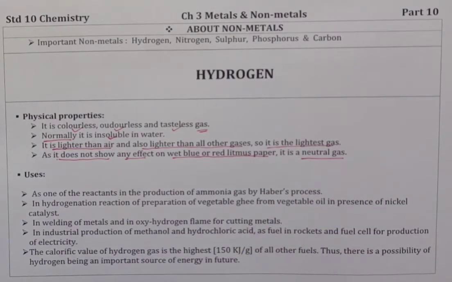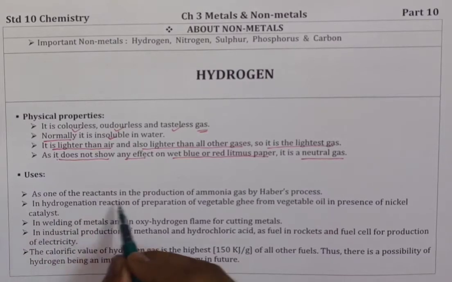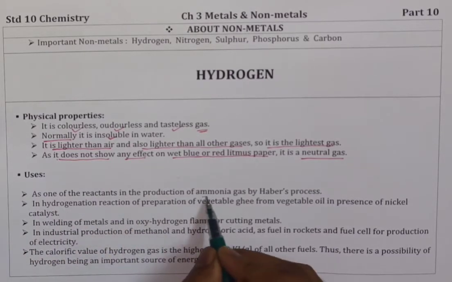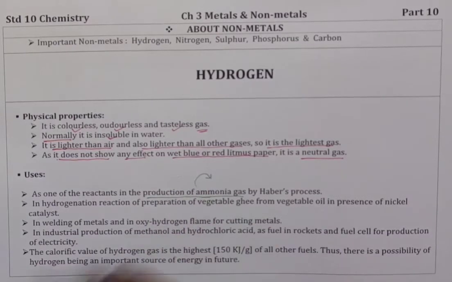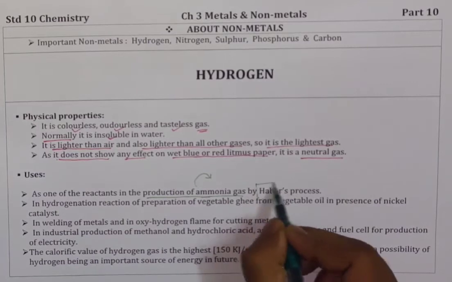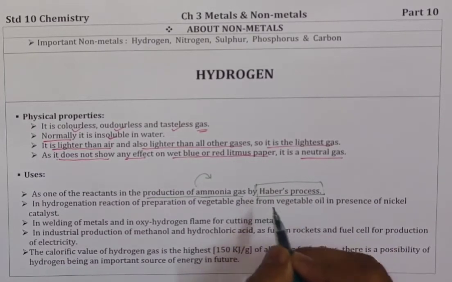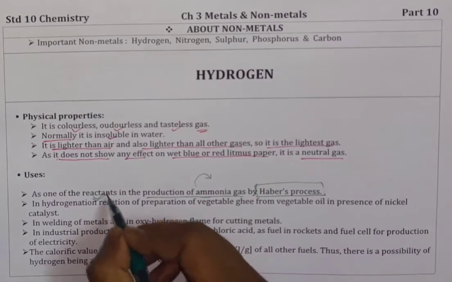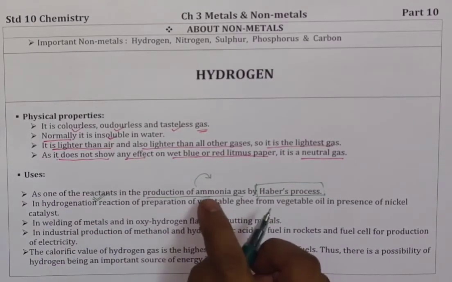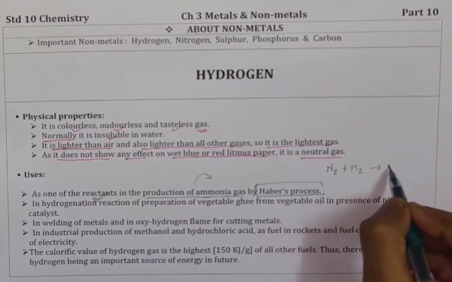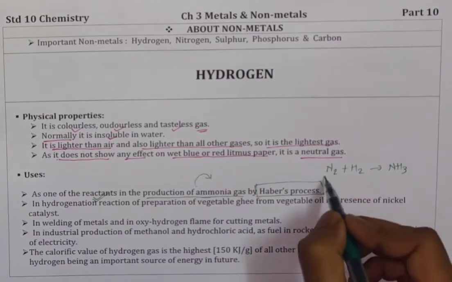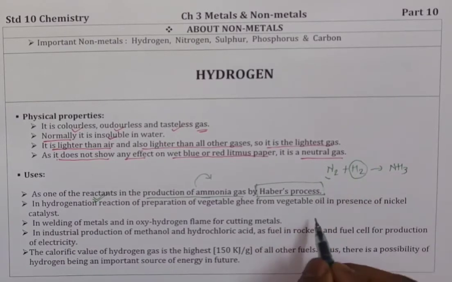Now let us see about the uses of hydrogen. As one of the reactants in production of ammonia gas. Children, ammonia gas is produced industrially by a process which is called Haber's process. In this process, one of the reactants is hydrogen. N2 plus H2 gives ammonia, NH3. So hydrogen is one of the reactants.